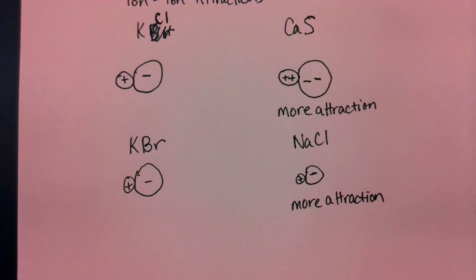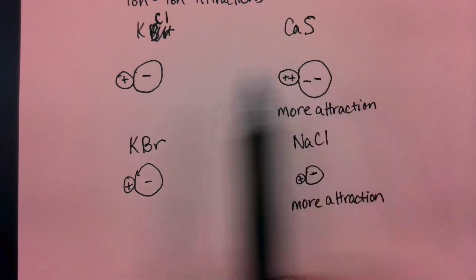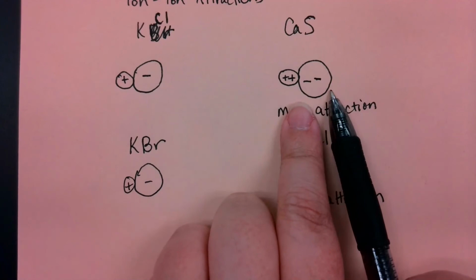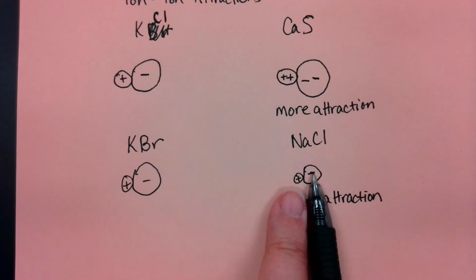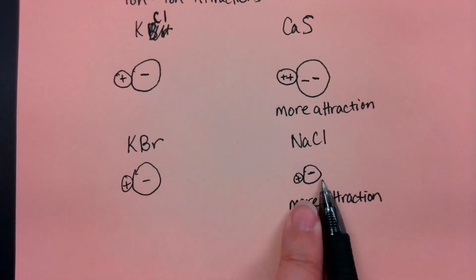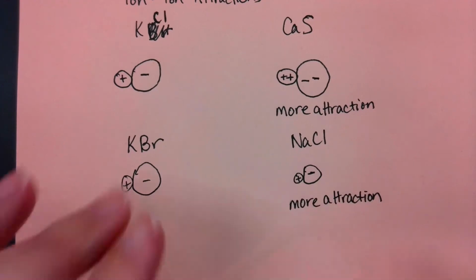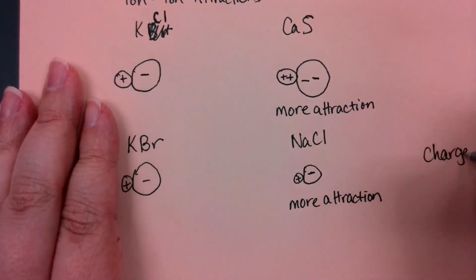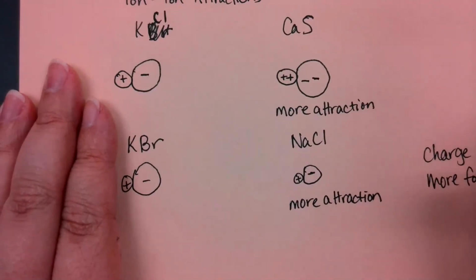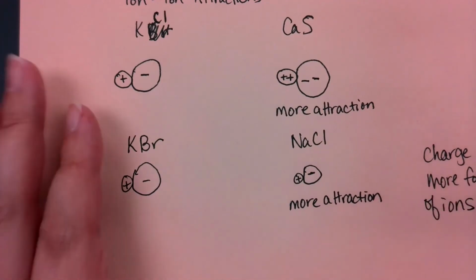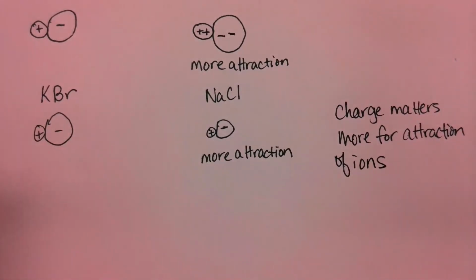But what about when we're looking at both things at the same time, both size and charge? Because charge goes in integers, the difference in charge between this one and this one is double, twice as much charge. Whereas the difference in size is not double the size. I tried to picture it, and this is not twice as big as this one, even as you go down the periodic table. So it ends up being that charge matters more for the attraction of ions.